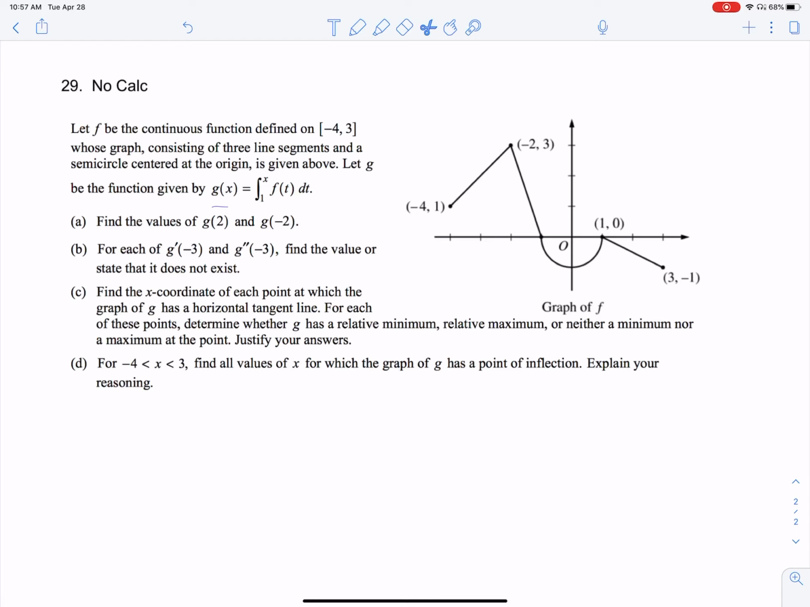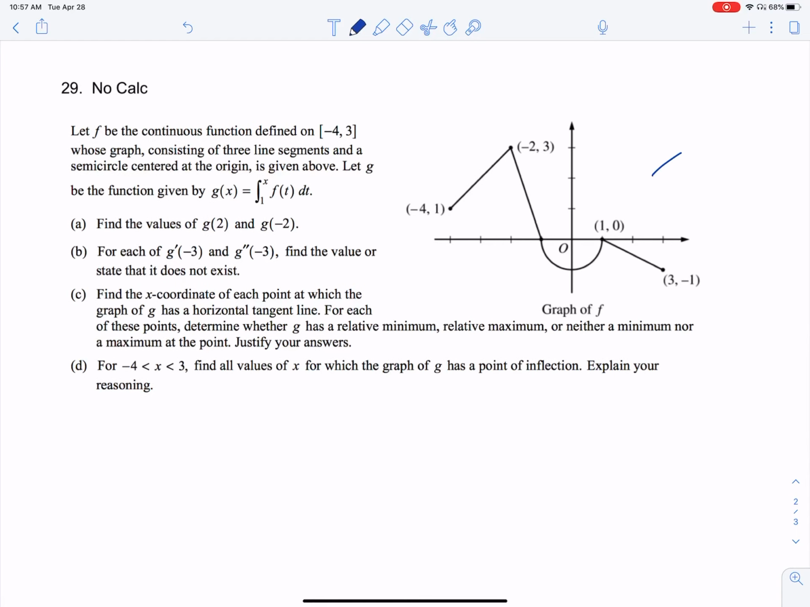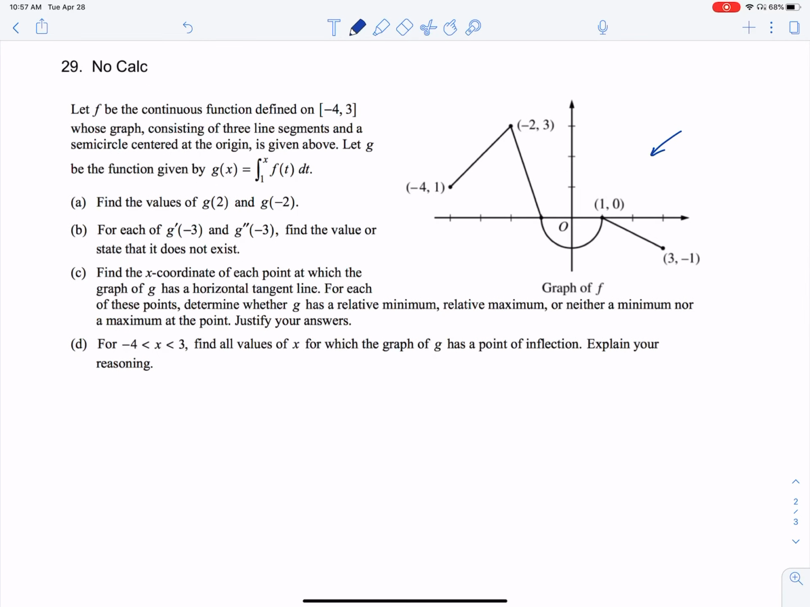I'm being kind of lazy in my reading. So, in other words, just to be clear, this is f, which happens to be related to g of x. So, let's start with letter A. Find g of 2 and g of negative 2. So, g of 2 is going to be the definite integral from 1 to 2 of f of t dt.